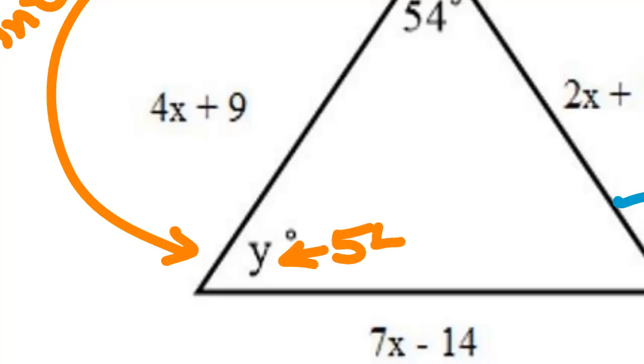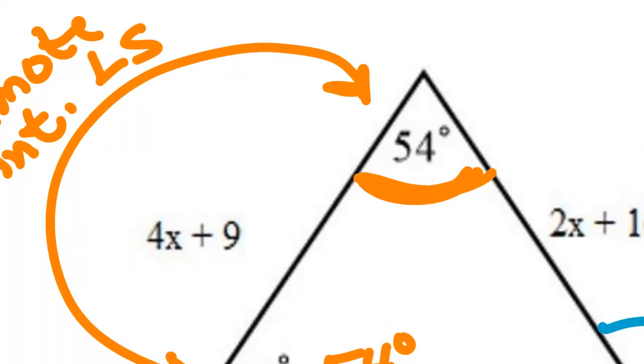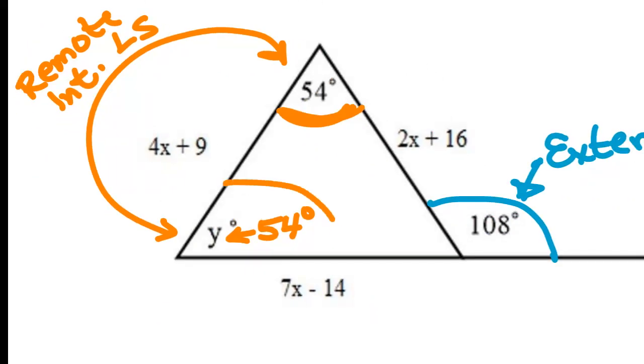I'm actually going to add that to my picture. I'm going to say this angle here is 54 degrees. What do you notice about this triangle now? We have two angles that are the same. I have the 54-degree angle up at the top, and then I have this 54-degree angle down here. If I have two angles that are the same, what kind of triangle is it? Isosceles, yes.